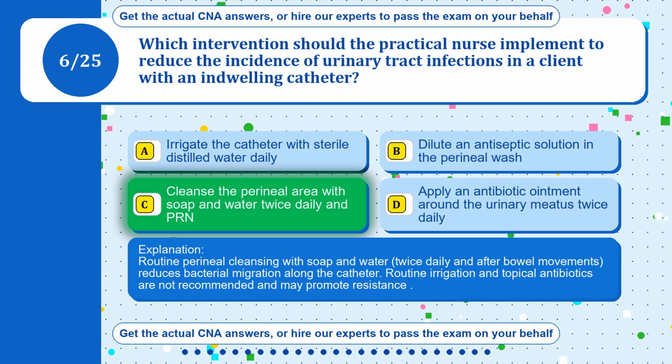Routine perineal cleansing with soap and water, twice daily and after bowel movements, reduces bacterial migration along the catheter. Routine irrigation and topical antibiotics are not recommended and may promote resistance.